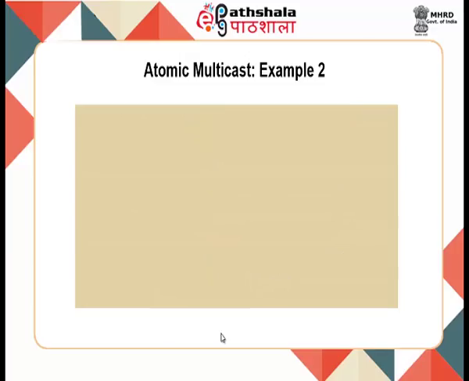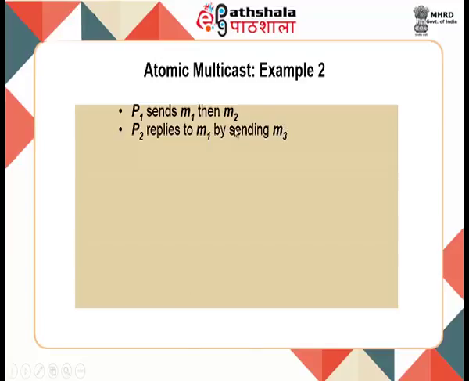So, here is another example of atomic multicast. Say P1 sends M1 and then M2. P2 replies to M1 by sending M3. So, there is a causal relationship between M1 and M3, but M1 will not be bothered to be in relation to M3. So, no ordering on M1, M3 or M2, M3.